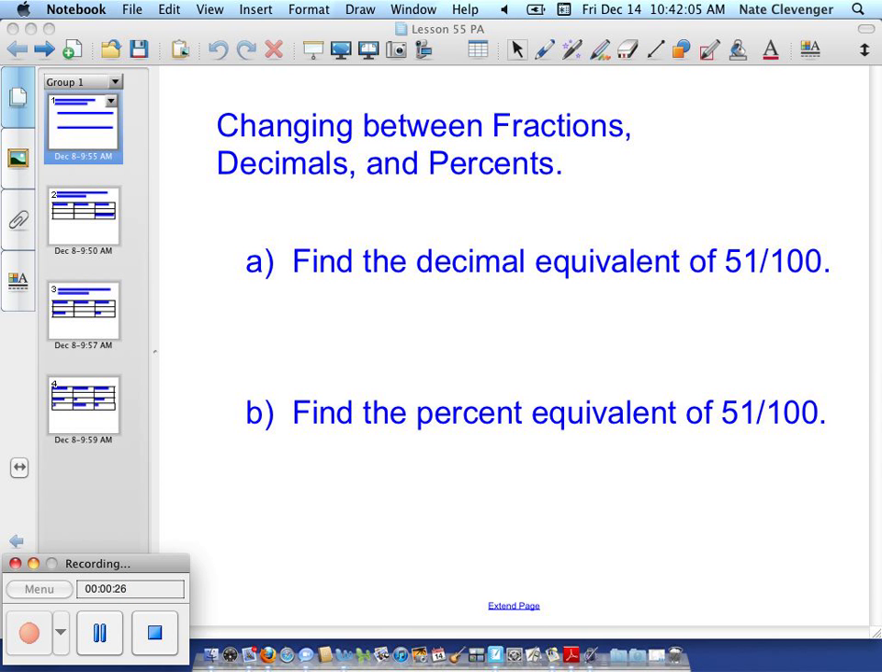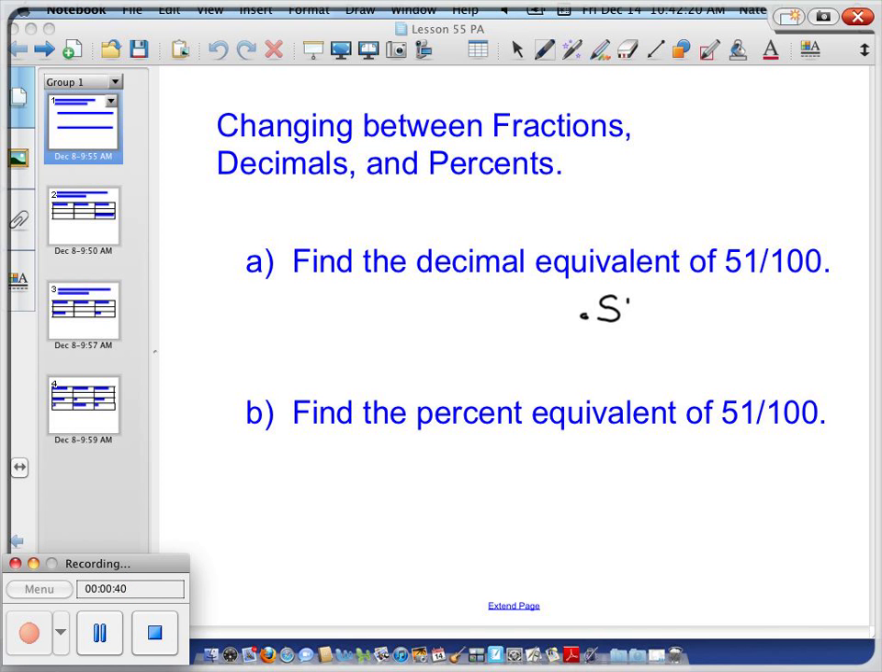So starting off, I just want you to find the decimal equivalent of 51 over 100. All of you should be able to divide by a power of 10. Trenton, what would that be? 0.51. 0.51, 51 hundredths. Okay, 0.51. If it was a fraction that didn't work out nice and neat, say it was 7/8.